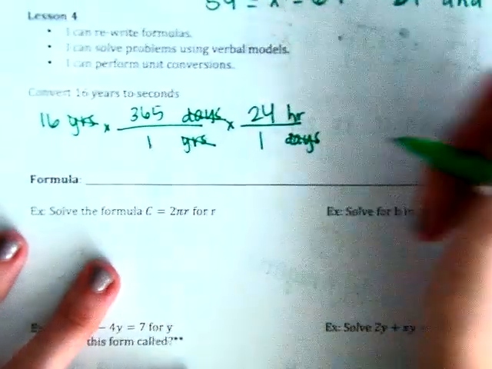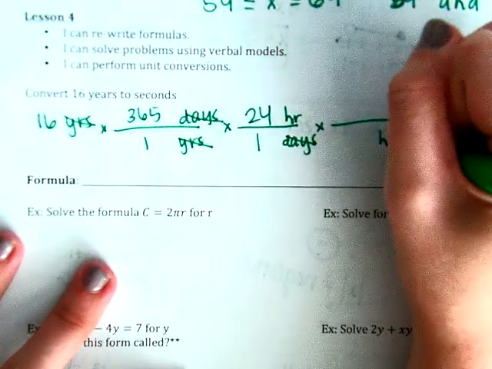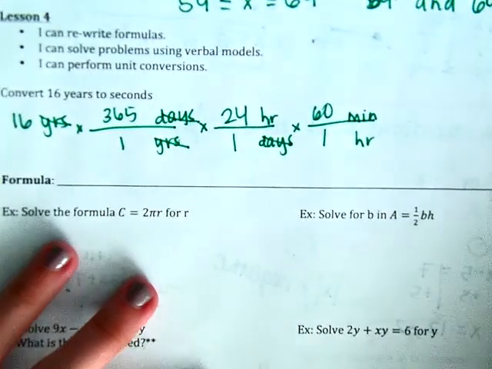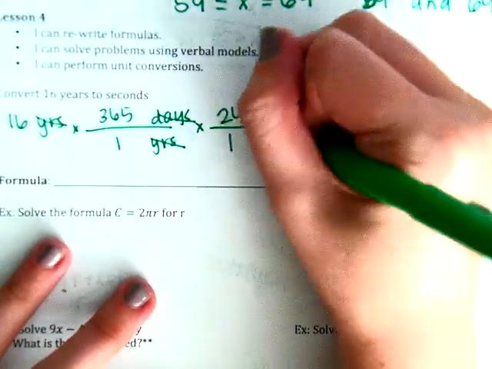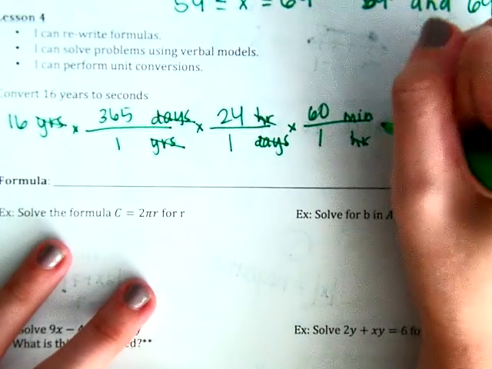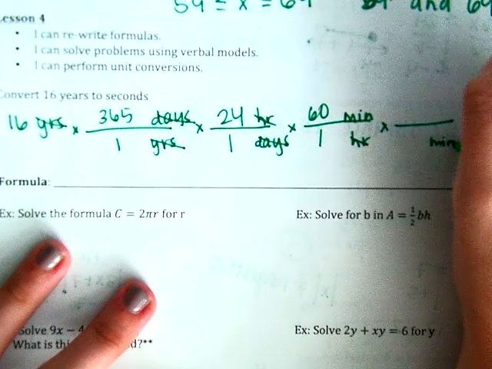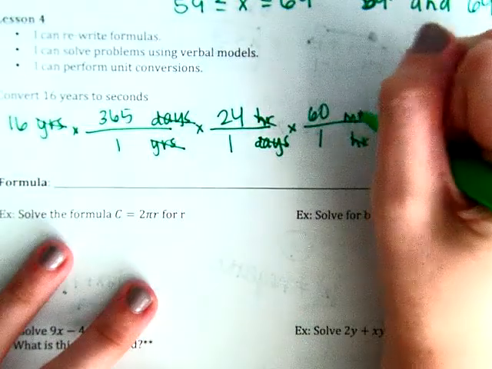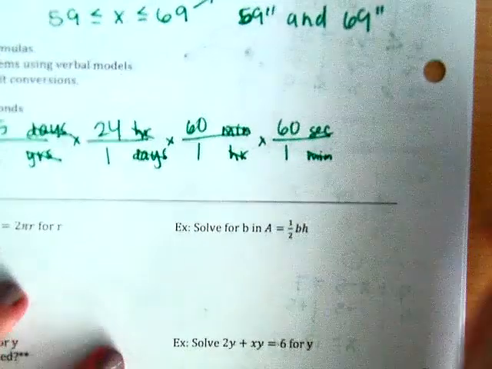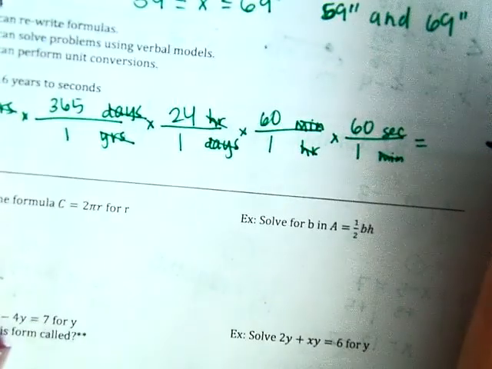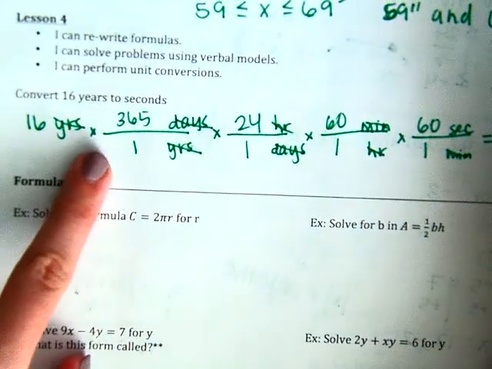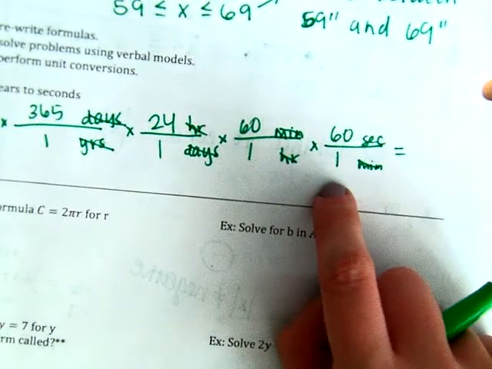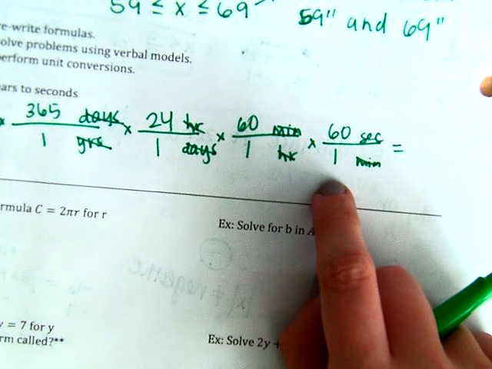Okay, now we got hours. Keep going down. Let's go to minutes. 60 minutes in an hour. Now hours are gone. And lastly, minutes to seconds. 60 seconds in a minute. Now these cancel out, and now all I have is seconds. Then in your calculator, you're going to do 16 times 365 times 24 times 60 times 60, and you get a very nice, large, big number.